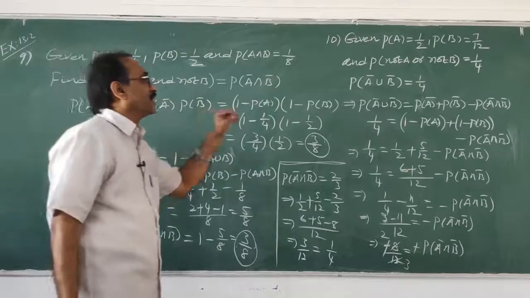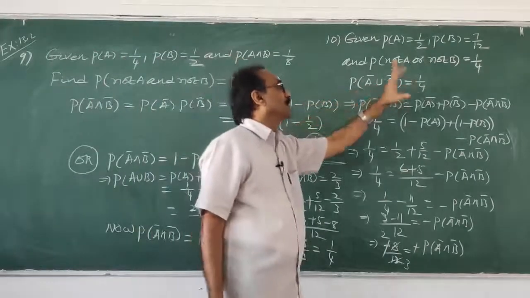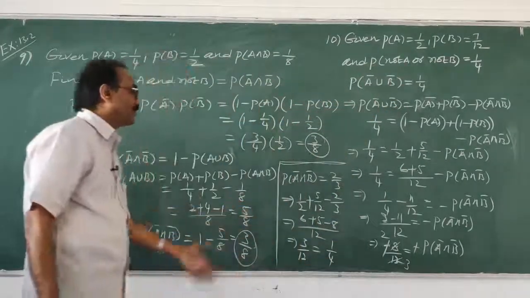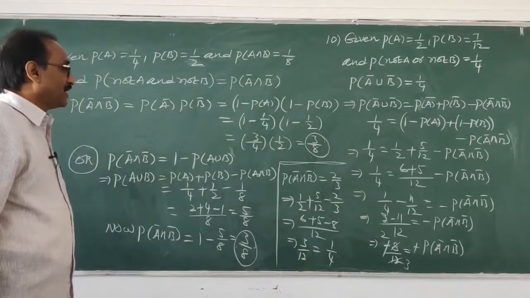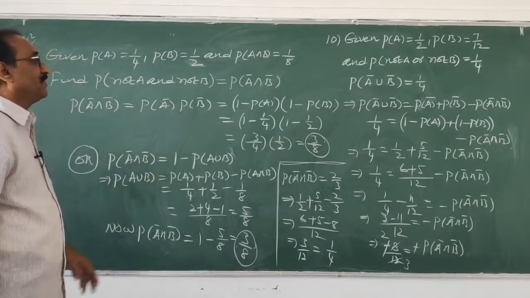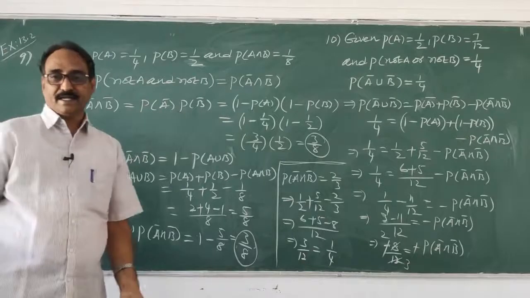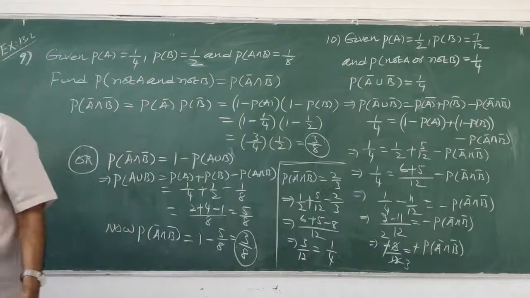It won't come, because P of A union B whole bar is equal to 1 by 4, we won't get it. So therefore, finally what will we say? The given events are not independent. Okay, that is one method, the general method.